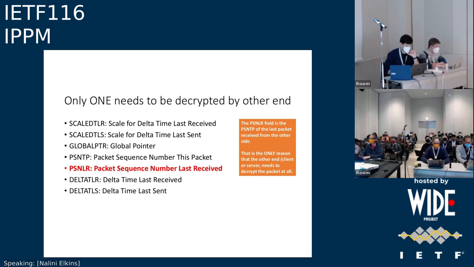There's only one field that needs to be decrypted by the other end, and that's packet sequence number last received, or actually, it's packets. The receiver takes packet sequence number this packet and sticks it into his packet sequence number last received. If you didn't need to decrypt that field, there'd be no need for any key agreement between the sender and receiver whatsoever. All you have to do is encrypt. Let me stop here and see if that makes sense to you guys, because that's critical. Yes? Okay, so no questions? All right, grand. Let's go forward.